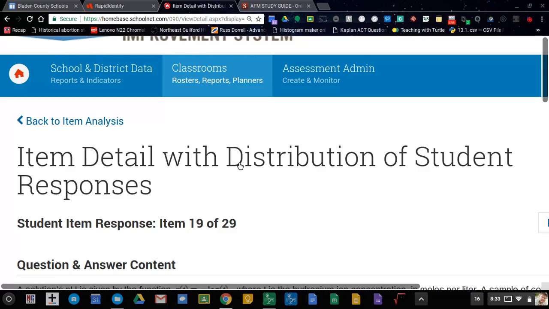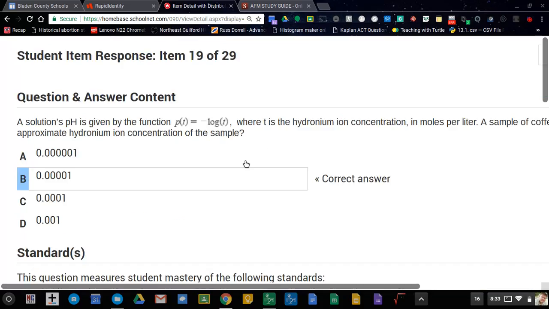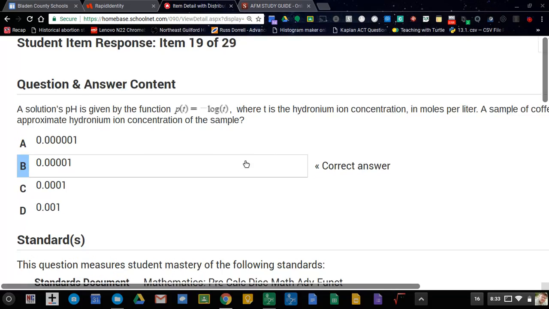Guys, this is an application problem of logarithms. All right. So it says a solution's pH is given by the function. And again, if I'm working this, I'm going to write my function down. That's P equals negative log of t. So that's the same function we just looked at, actually, right? The behavior of it. It says where t is the hydronium ion concentration in moles per liter.